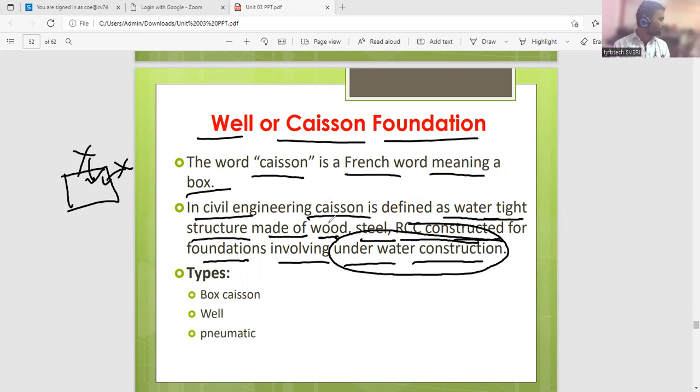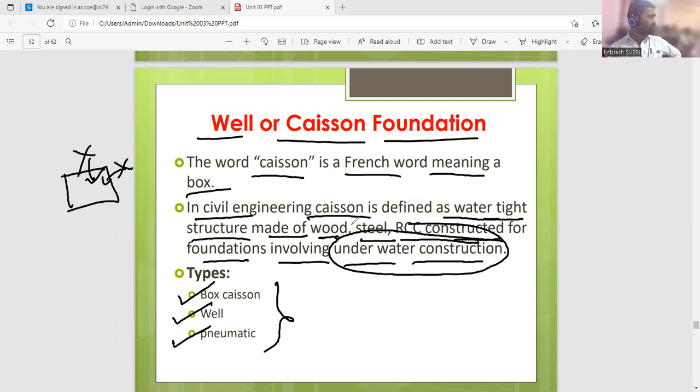Wood is there. Okay, in this box, we'll see, there's a chance to use wood also. In the box caisson, again there is the well caisson and the pneumatic caisson. These are the types of well foundation: that is box caisson, well foundation, and pneumatic caisson. Okay, these are the types of foundation.